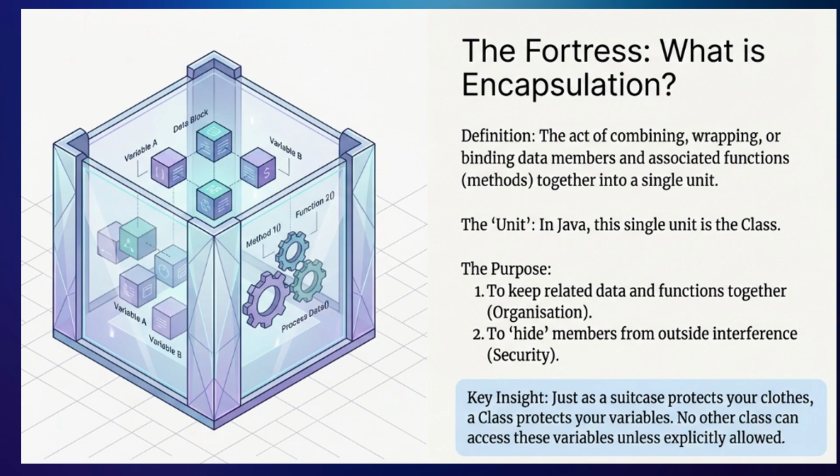Encapsulation combines data members and methods into one unit called a class, keeping related information organized and manageable. Its main goal is security and control. Data is hidden from outside interference and can only be accessed when explicitly permitted.